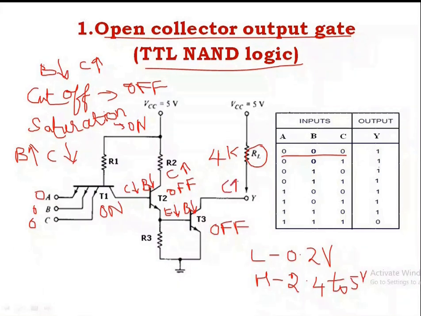So what is your high voltage? You are giving 5 volts. So this voltage will come here. So here the collector voltage is high. That is 1.